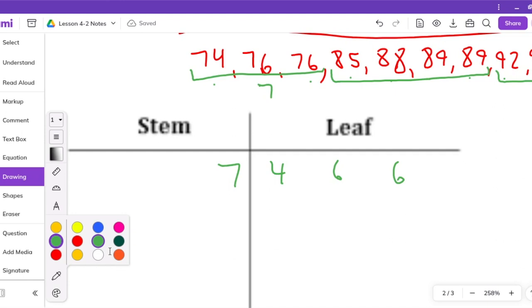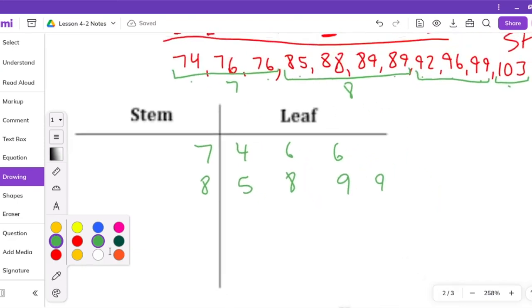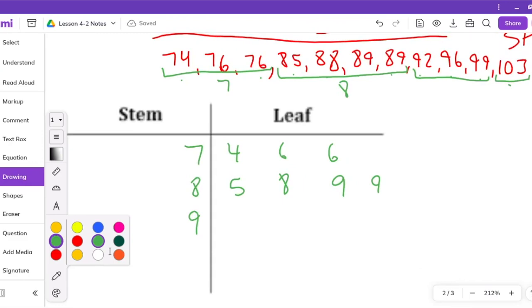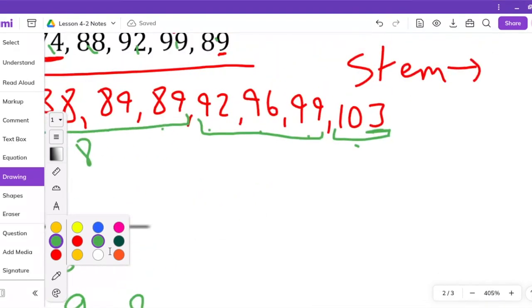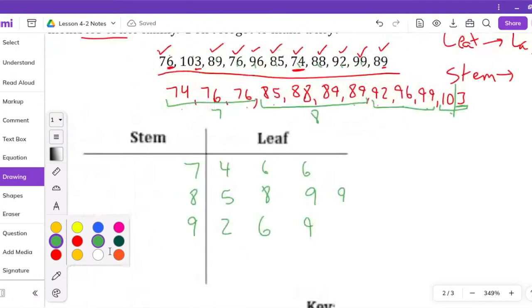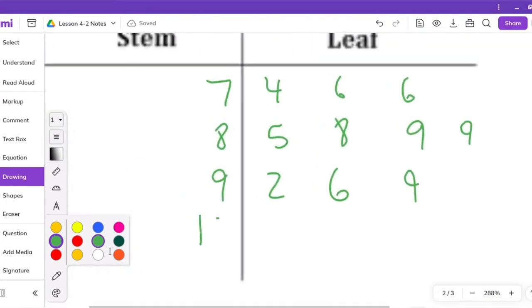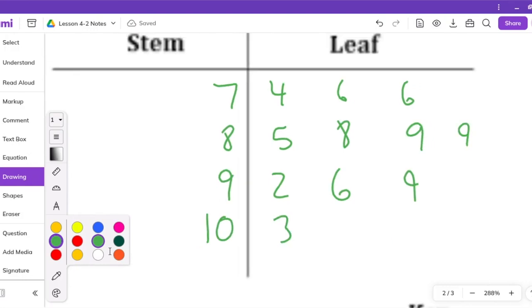Okay, the stem is 8 for this one, and I've got 5, 8. Notice I have to put two 9s because I've got two 89s, just like up here I had to put two 6s because there's two 76s. All right, next, 9 goes 2, 6, 9. And when you get the triple digits, it's still the last digit that's the leaf. So this would be 10 | 3. How many tens? 10 tens is 100.